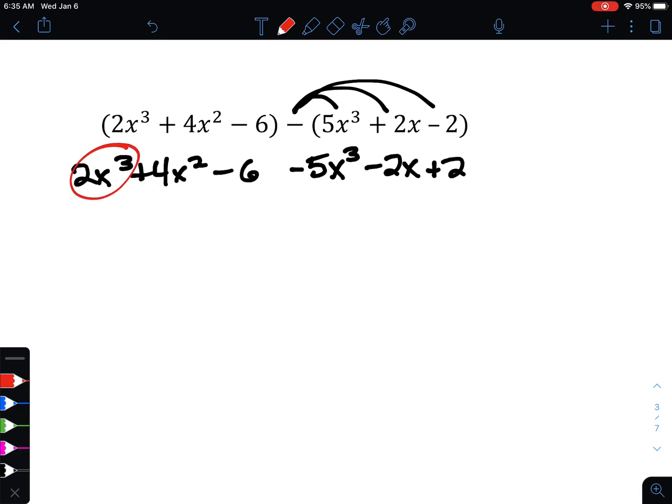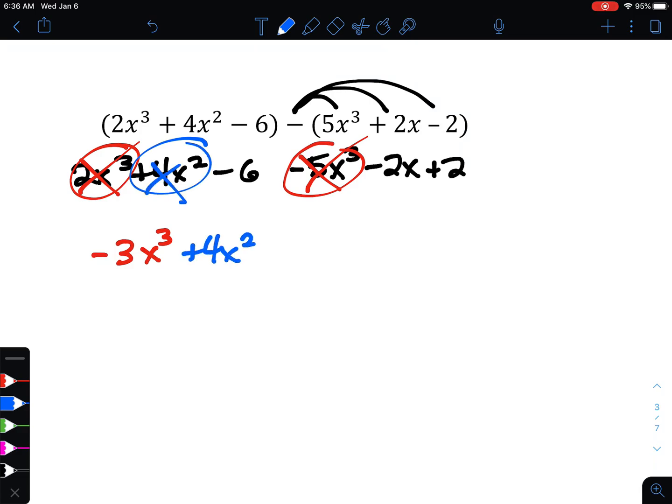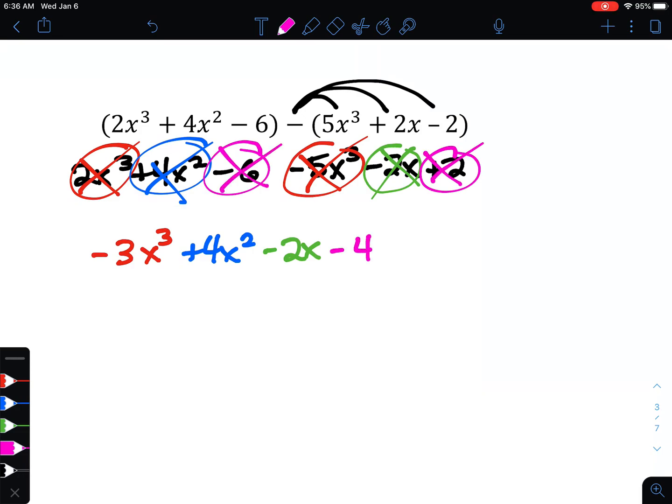All right, once we've done that, it's really just an addition problem. So look for your highest exponent, which is x to the power of 3. And 2 minus 5 is negative 3x to the power of 3. Our next highest exponent is x to the power of 2. Nothing to combine it with, so we will just copy it down. Same thing with our minus 2x. That's our only just plain x term, our only linear term. And then we'll be able to combine minus 6 plus 2 to be a minus 4. And we've got our polynomial.